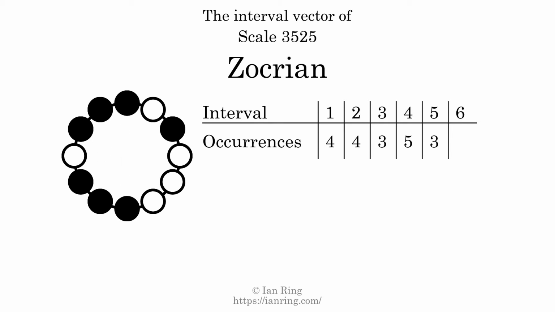There are 3 intervals with the size of 5 semitones. They are here, here, and here. There are 2 intervals with the size of 6 semitones. They are here, and here. Each interval does not appear in this scale a unique number of times, so this is not a deep scale.